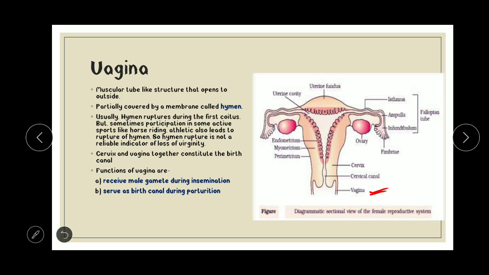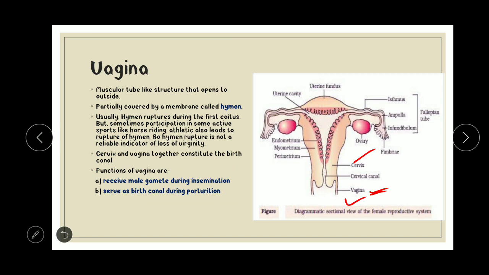So usually the hymen ruptures during the first intercourse, but sometimes active participation in some sports like athletics or horse riding, etc., may lead to rupture of the hymen. So rupture of the hymen may or may not be a reliable indicator of loss of virginity. Cervix along with the vagina constitute the birth canal through which the baby is expelled out during birth, or during parturition, to be more specific.